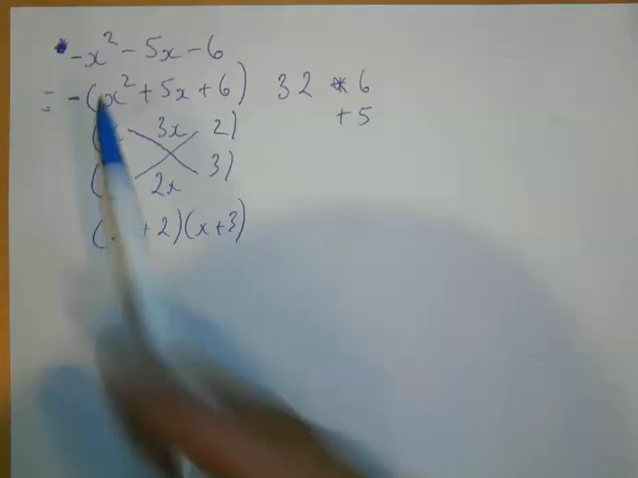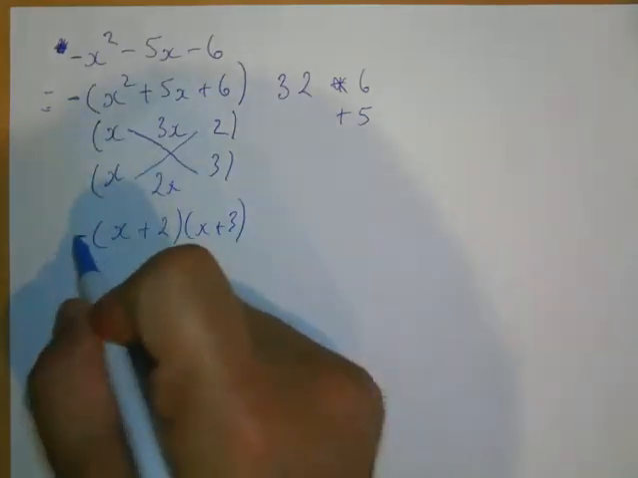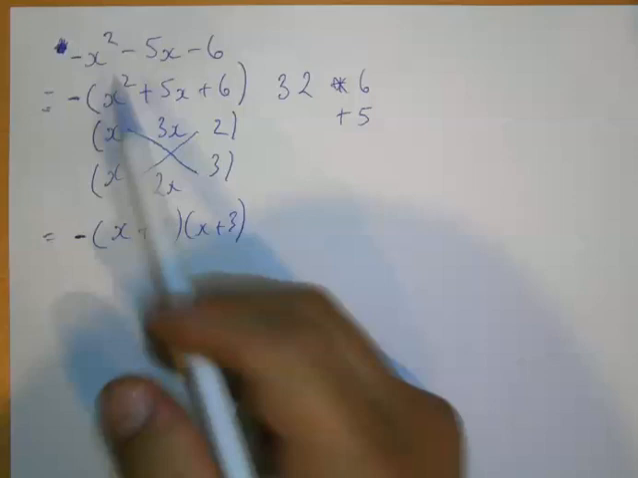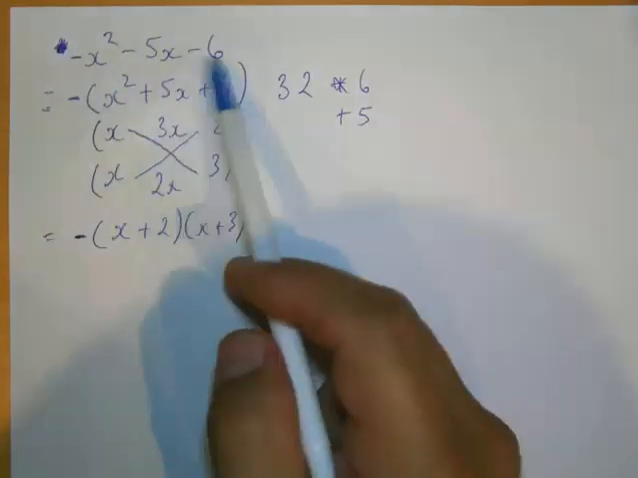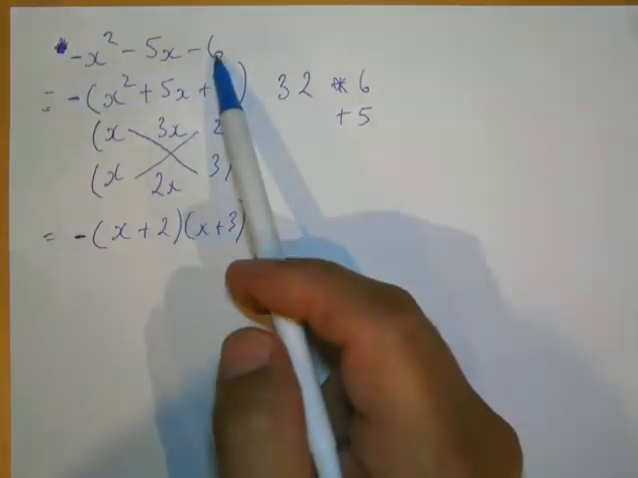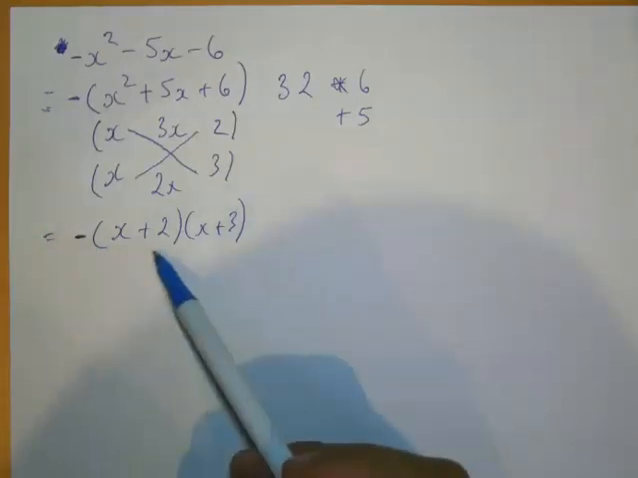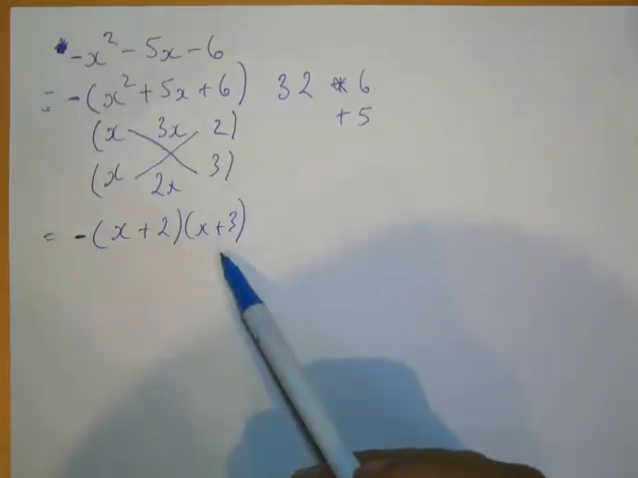Don't forget though, I took out negative 1 as a factor. It's still a factor. I need to include all factors. So for the quadratic of minus x squared minus 5x minus 6, the factors are negative 1 out the front, x plus 2 in one bracket, x plus 3 in the other bracket.